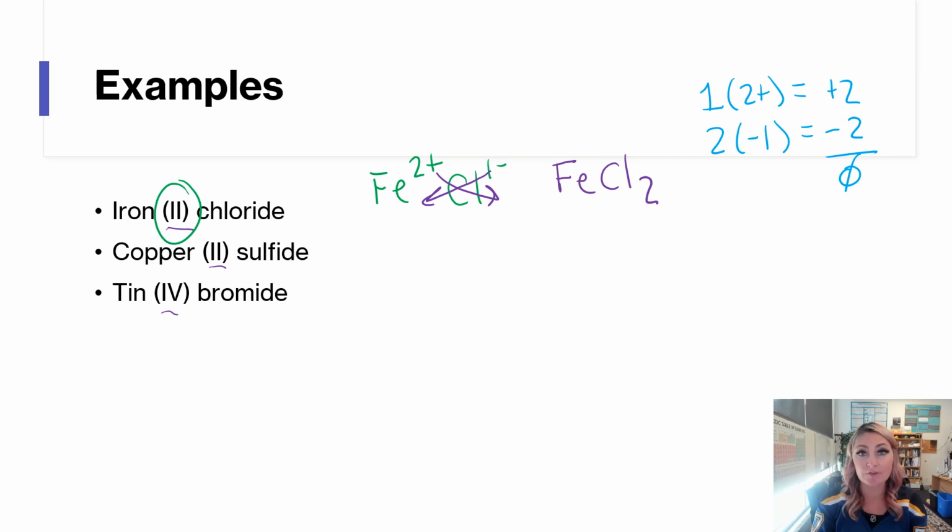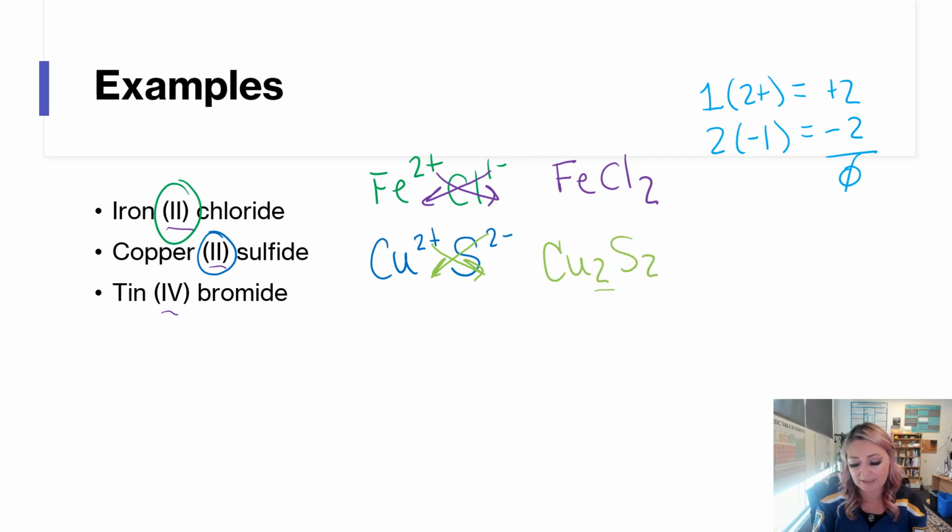All right, moving down the line. Copper 2 sulfide. Looking at the periodic table, copper is Cu. I don't have to look at the periodic table for the charge because the Roman numeral tells me it's +2. Sulfide is sulfur. Looking at the periodic table, it's a -2 charge. Next step, drop and swap. So this is Cu2S2. Wait a second, both of these could be divided by 2. That's a 1-to-1 ratio. So I'm actually going to write this as CuS.